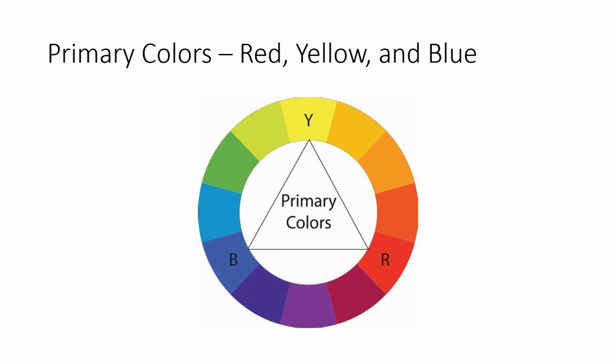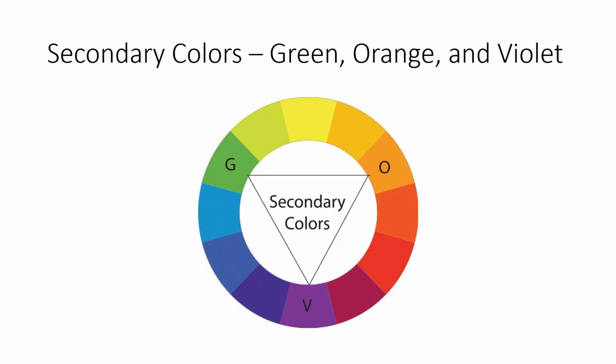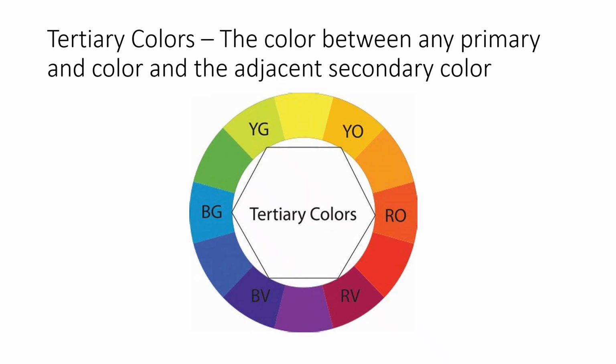The primary colors, red, yellow, and blue, are the source of the other colors. They can be mixed to create the secondary colors, green, orange, and violet. Mixed in different proportions, the primary colors can create the tertiary colors, or the color between each primary and the adjacent secondary, such as yellow-green, between yellow and green, red-orange, between red and orange, and blue-violet, between blue and violet.